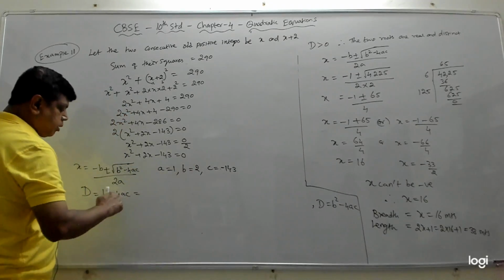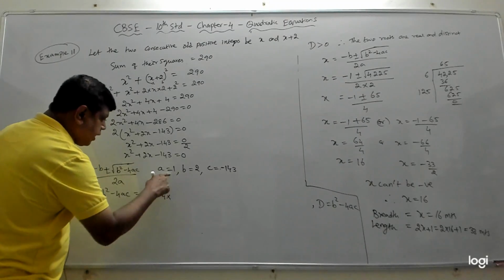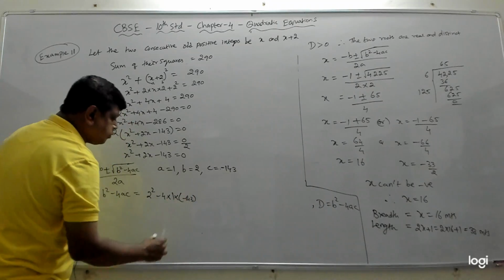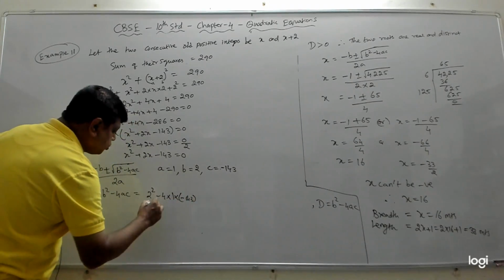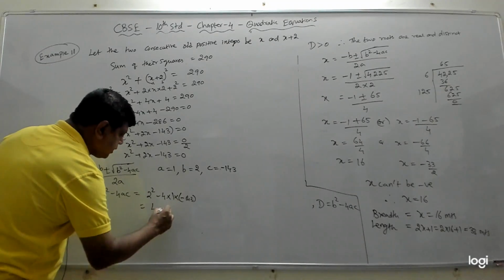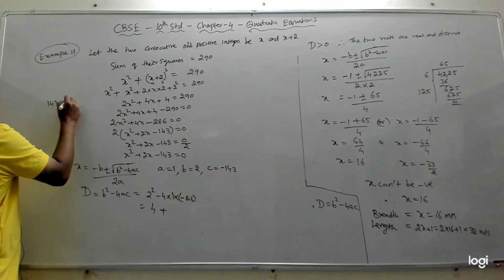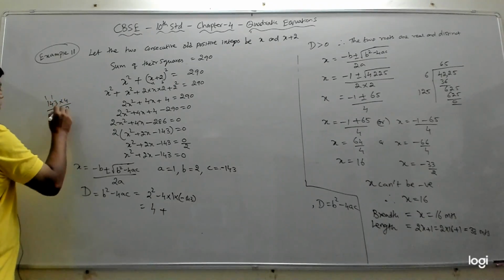Let's try to find b square minus 4ac. B square is 2 square minus 4 into a, which is 1, into c, which is minus 143. Now if we do this, what do we get? 2 square is 4, minus into minus is plus, 4 into 143. What is 4 into 143? 143 times 4. 12, carry 1, 16, 17, carry 1, 5. 572.